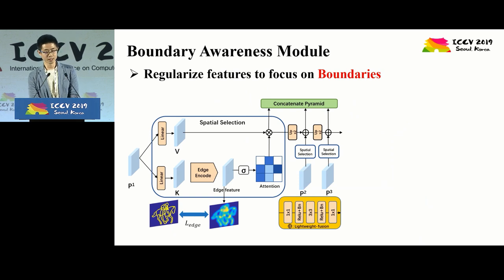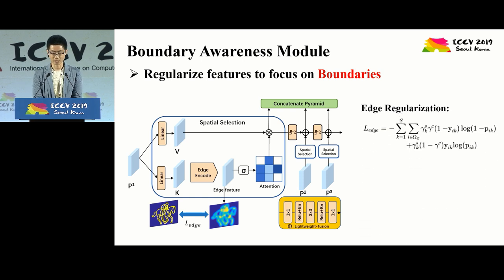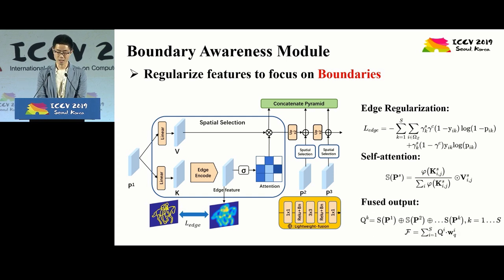To be more specific, the boundary awareness module regularizes the features to focus on boundaries. We use the generated part boundaries, which come from the annotated masks, and we use softmax edge regularization to regularize the feature maps. We use the self-attention mechanism to enhance the features, and these features are fused together to form the final output.